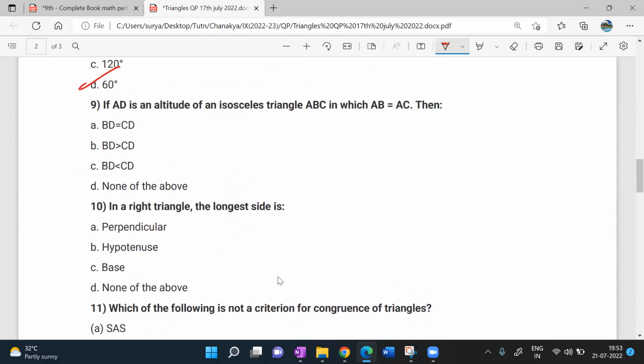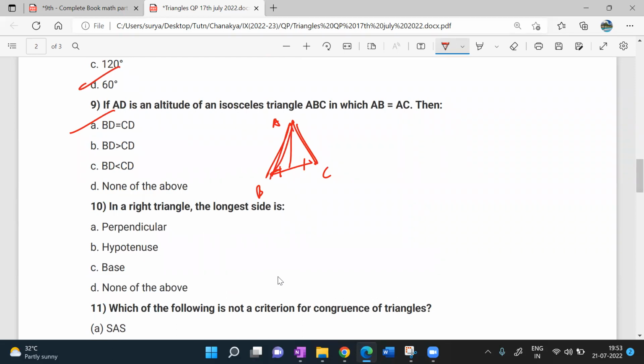AD is an altitude of an isosceles triangle in which AB is equal to AC. Then BD is equal to CD. We learned this will bisect equally. Yes, it will be bisecting. Very simple. Option A. Any median, it will function as altitude and median. So here, why?